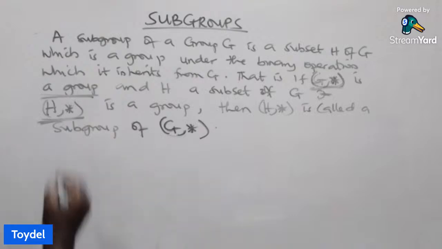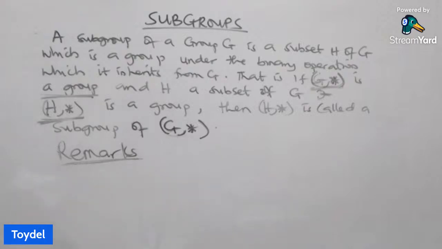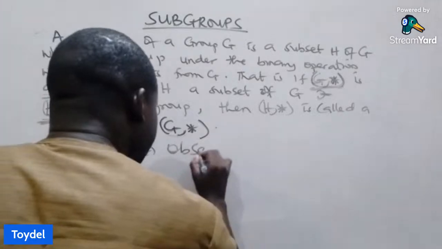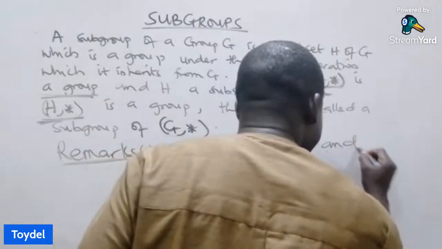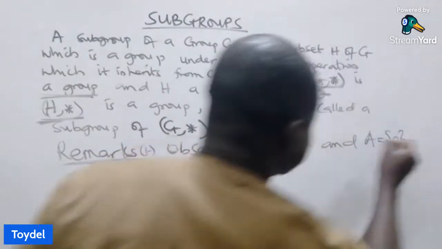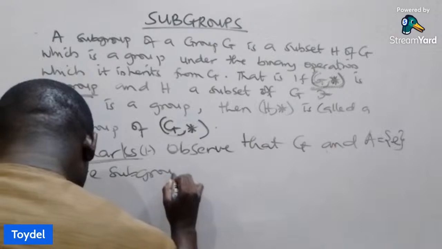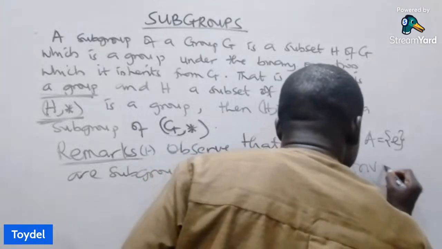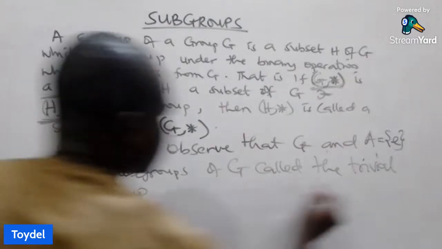I want us to take the following remarks, that is, what you should take cognizance of. There are 3 that I'm going to give. The first one is, let's observe that G, that is the group, and A, which has only the identity element as its element, are subgroups of G. They are called the trivial subgroups.